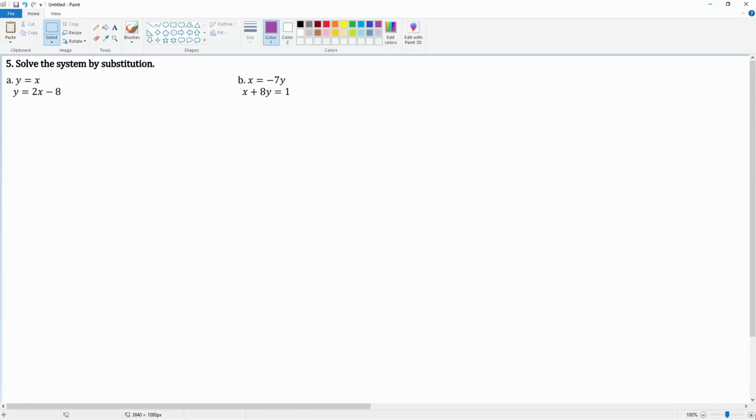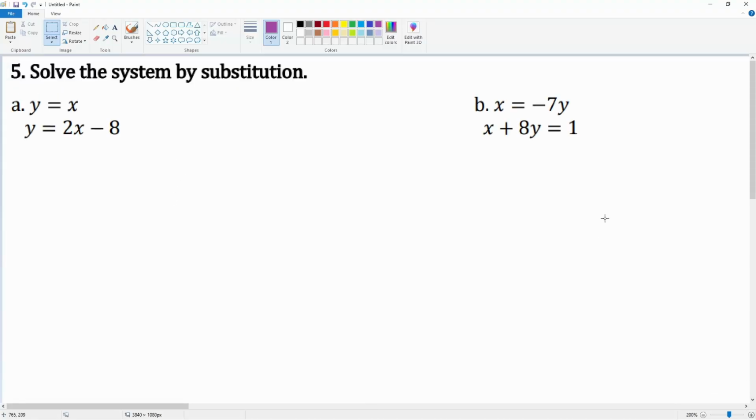Number 5 asks us to solve this system by substitution. What substitution means is to plug in. So we have y equals x. So what we're going to do is plug in the y as x. We can grab the second equation here, right? We take out the y, and we plug in an x where it's supposed to be. There you go. Now we can solve for it, right? That is what we are essentially doing.